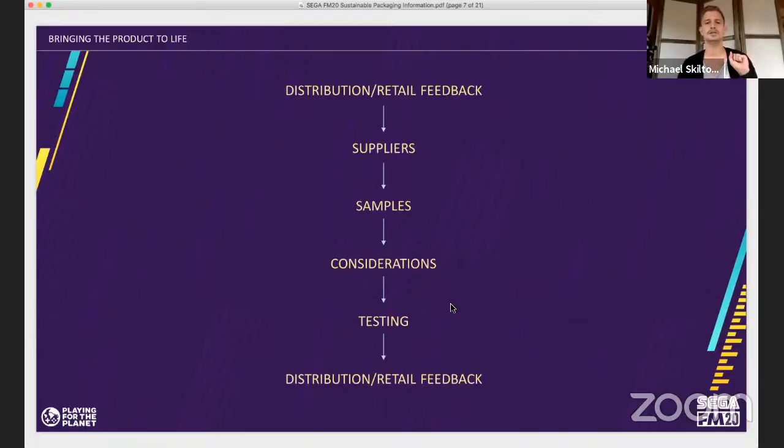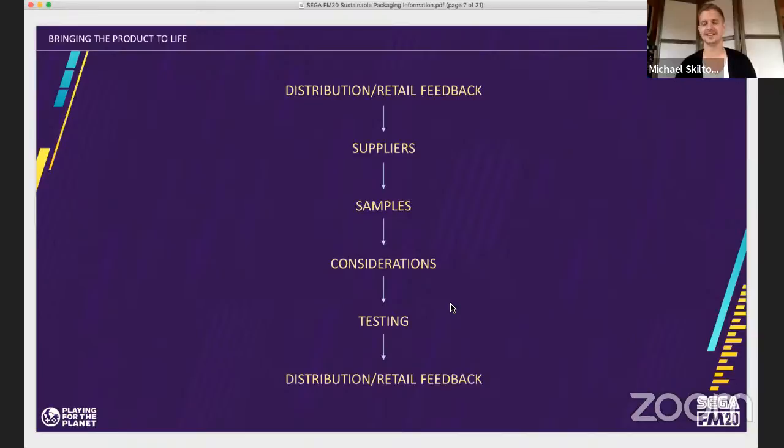We can then look at our suppliers, okay? And going to our suppliers of all of these different materials, perhaps the plastics and the papers and the molds and the CDs that we purchase from them in order to sell our computer games, we can speak to those people and ask them what can change on their level as well with regards to our packaging. We can look at samples of these things. We can ask the suppliers for samples of different materials that are perhaps recyclable or already recycled materials. We will then make some considerations about what would be good. We come up with designs. We then test, and then we go back to distribution and retail and ask them again for feedback.